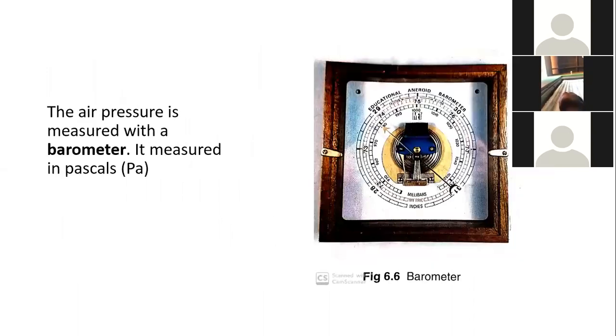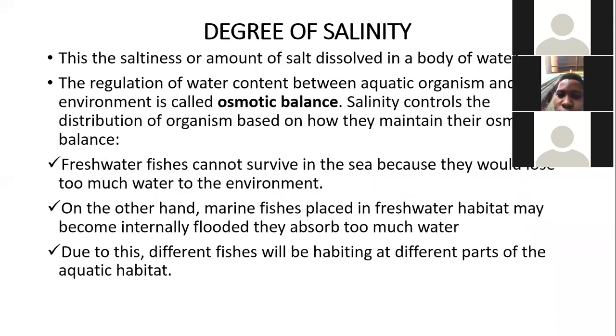Now, air pressure is measured with a barometer. As you can see, the image there is the barometer that measures atmospheric pressure. The instrument you are seeing there measures pressure in the atmosphere, pressure in the air. This pressure is measured in Pascal, that is the unit of measurement, Pa. That measures the unit of what? Pressure. Okay.